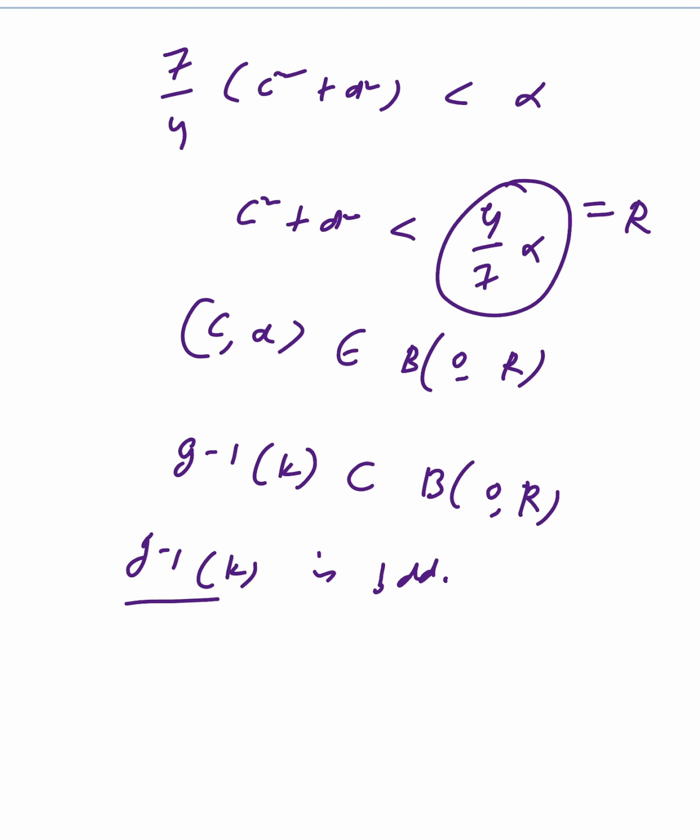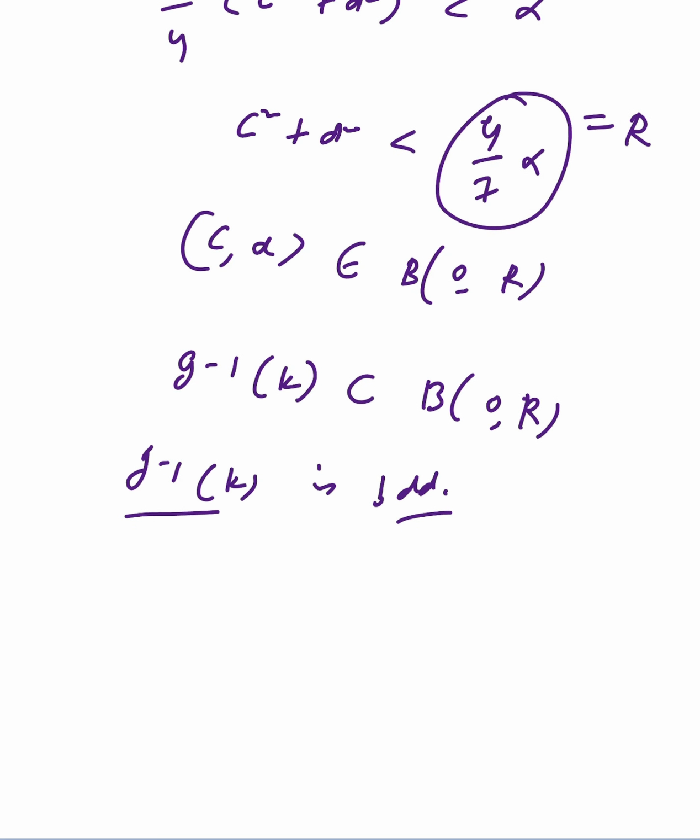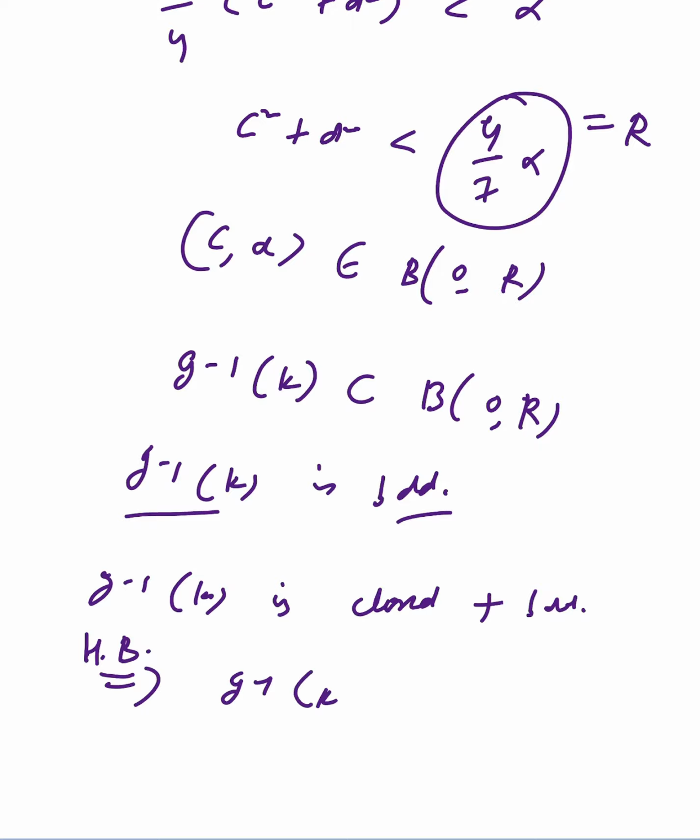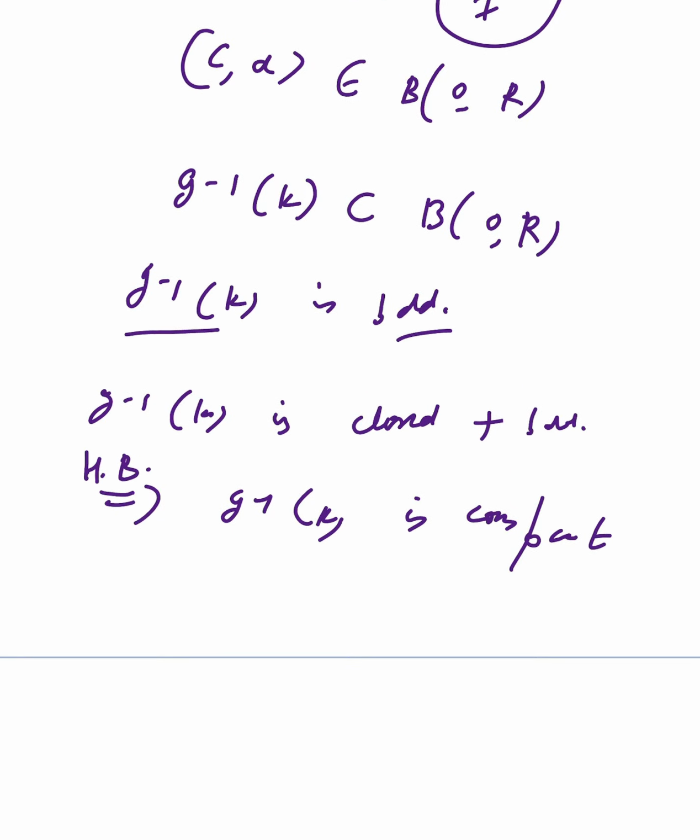So g inverse K is bounded, and we have shown earlier that it is closed as well. So by the Heine-Borel theorem, g inverse K is compact. So this shows that S2 is the correct statement.